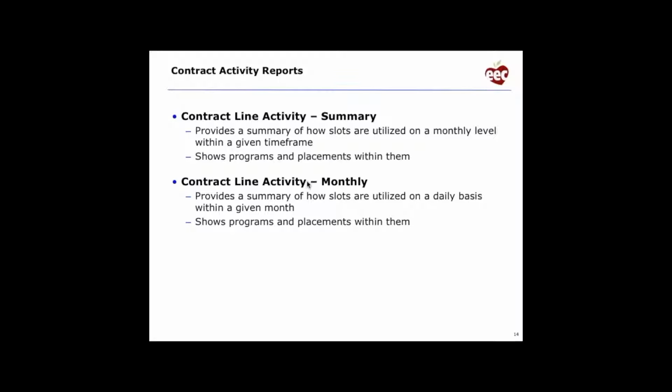Moving on to contract activity reports. You have 2 options for reports. The first one is a summary. This provides a summary of how the slots are utilized on a monthly level within a given time frame. So you could select a 6-month period, a 3-month period, the wider lens, how those slots are utilized, and it shows the programs and the placements within them. The contract line activity, the monthly report, provides a summary of how slots are utilized on a daily basis within a given month. So for example, you maybe want to see how the slots were utilized in January, and you could pull that up and it would show you each day.